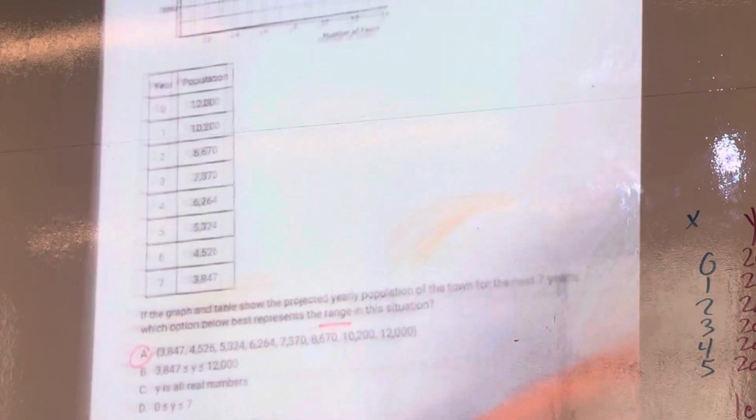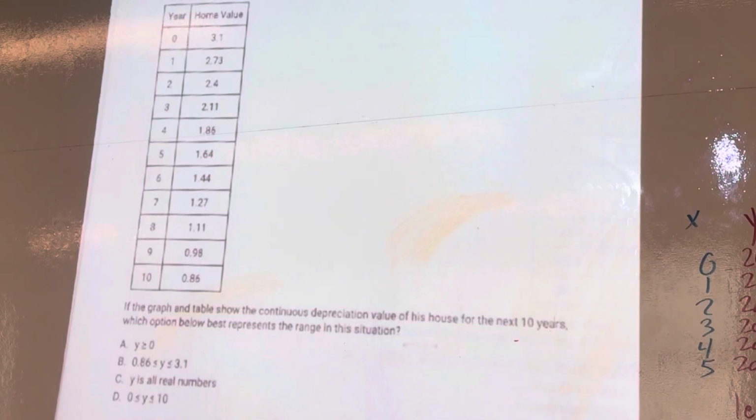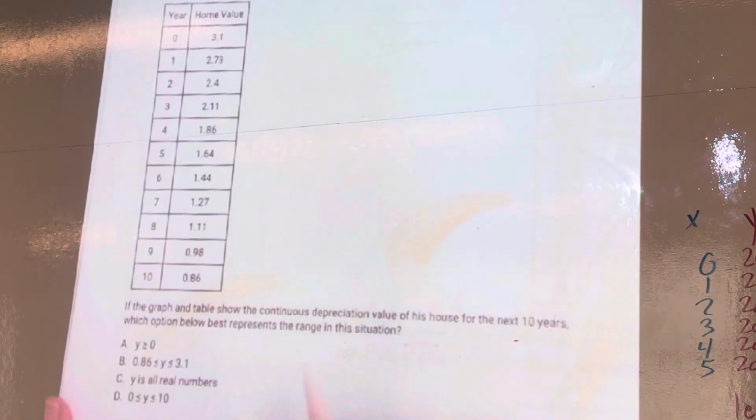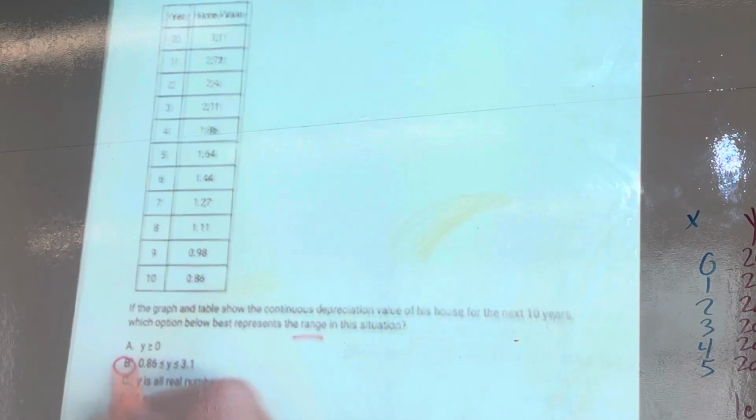Okay, number 2. Okay, now this one is connected. They are connected. And so this time we're looking for what? Domain or range? Range. And so that is going to be these values, the home values. So what do you think your answer is? B. Exactly. And so y is greater than or equal to 0.86 and less than or equal to 3.1. And so the answer is B.